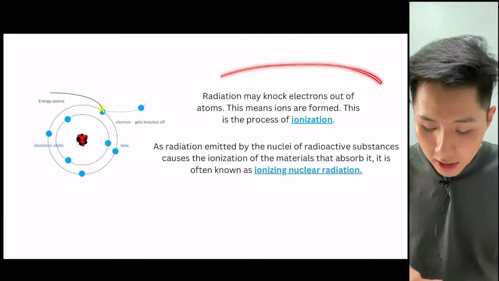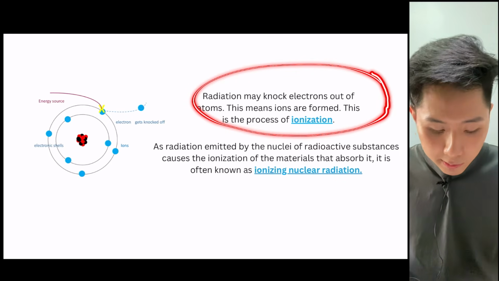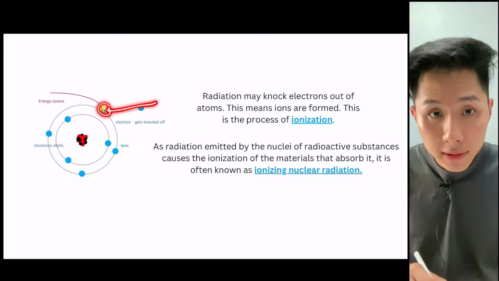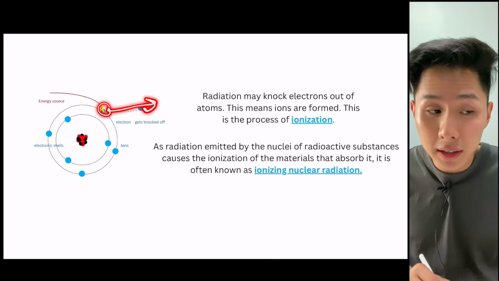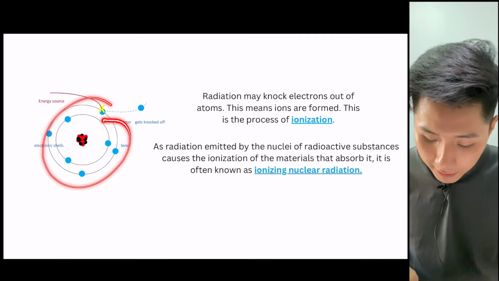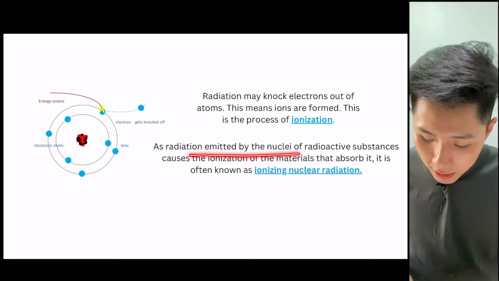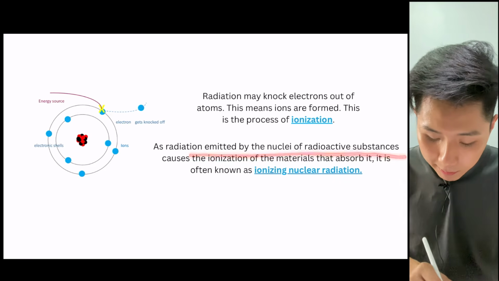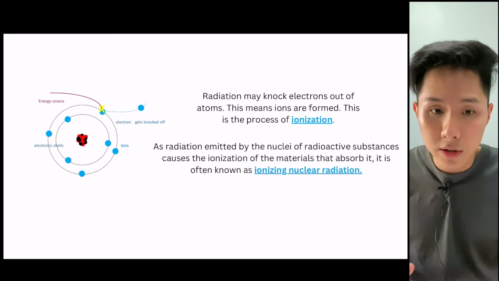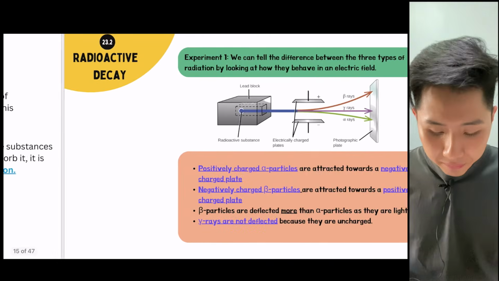So radiation may knock electrons out of atom. This means that ions are formed. This is a process called ionization, because once you knock this electron off, now the atom will have a higher proton number than electrons, so it will be positively charged. That's called ionization, making an ion. So as radiation emitted by the nuclei of the radioactive substance causes ionization, it is also known as ionizing nuclear radiation, meaning the radiation process causes ionization.